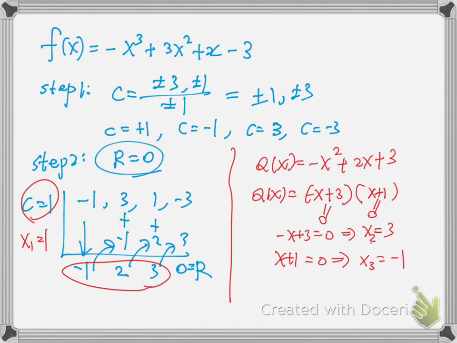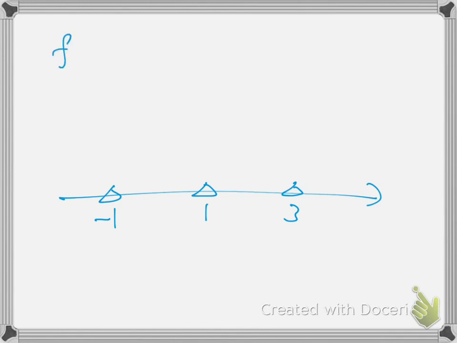Okay, then we get 2 more solutions. So now we have 3 solutions: -1, 1, and 3. So now let's draw the graph. So this is our x-axis, and then we got -1, 1, and then 3. So what is our f? Our f of x is negative x cubed plus 3x squared plus x minus 3.